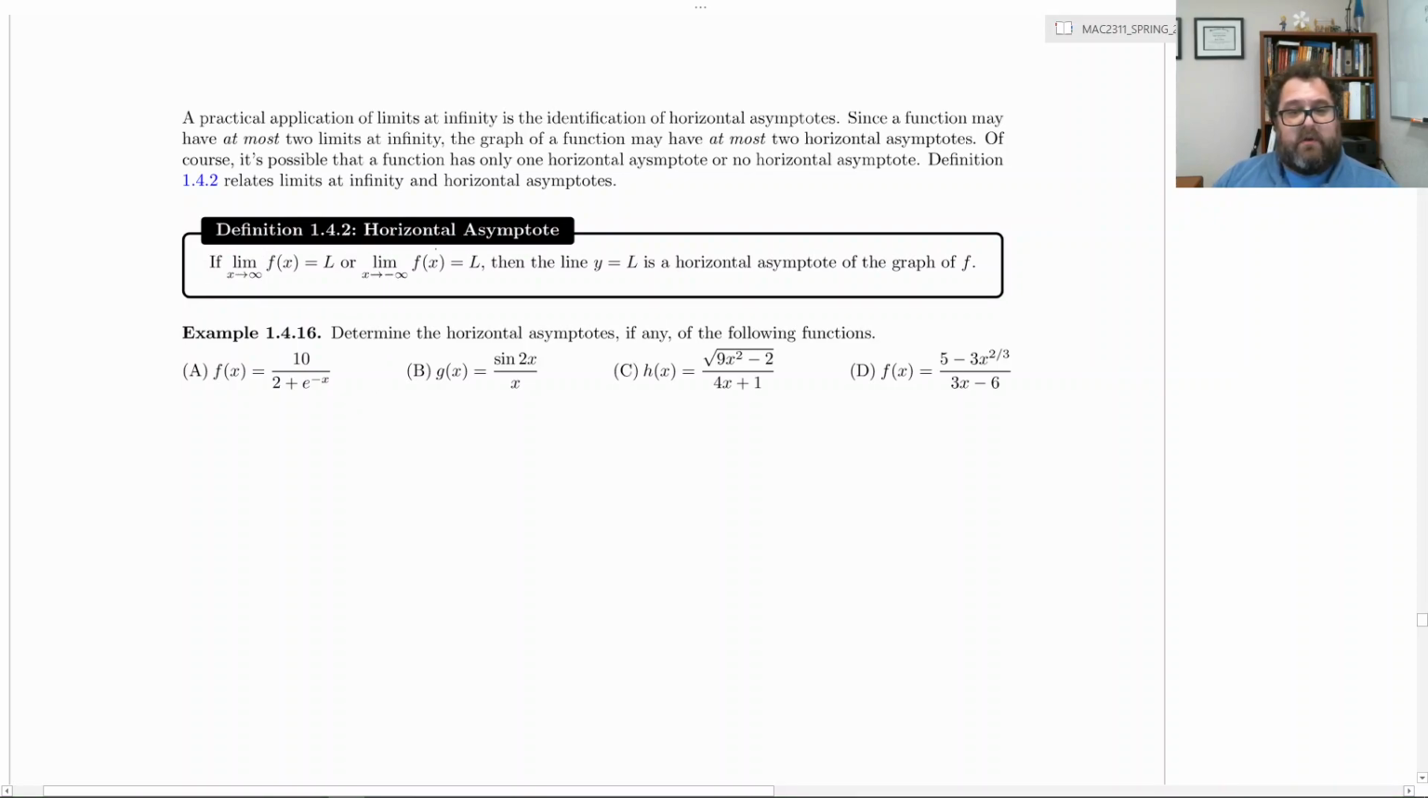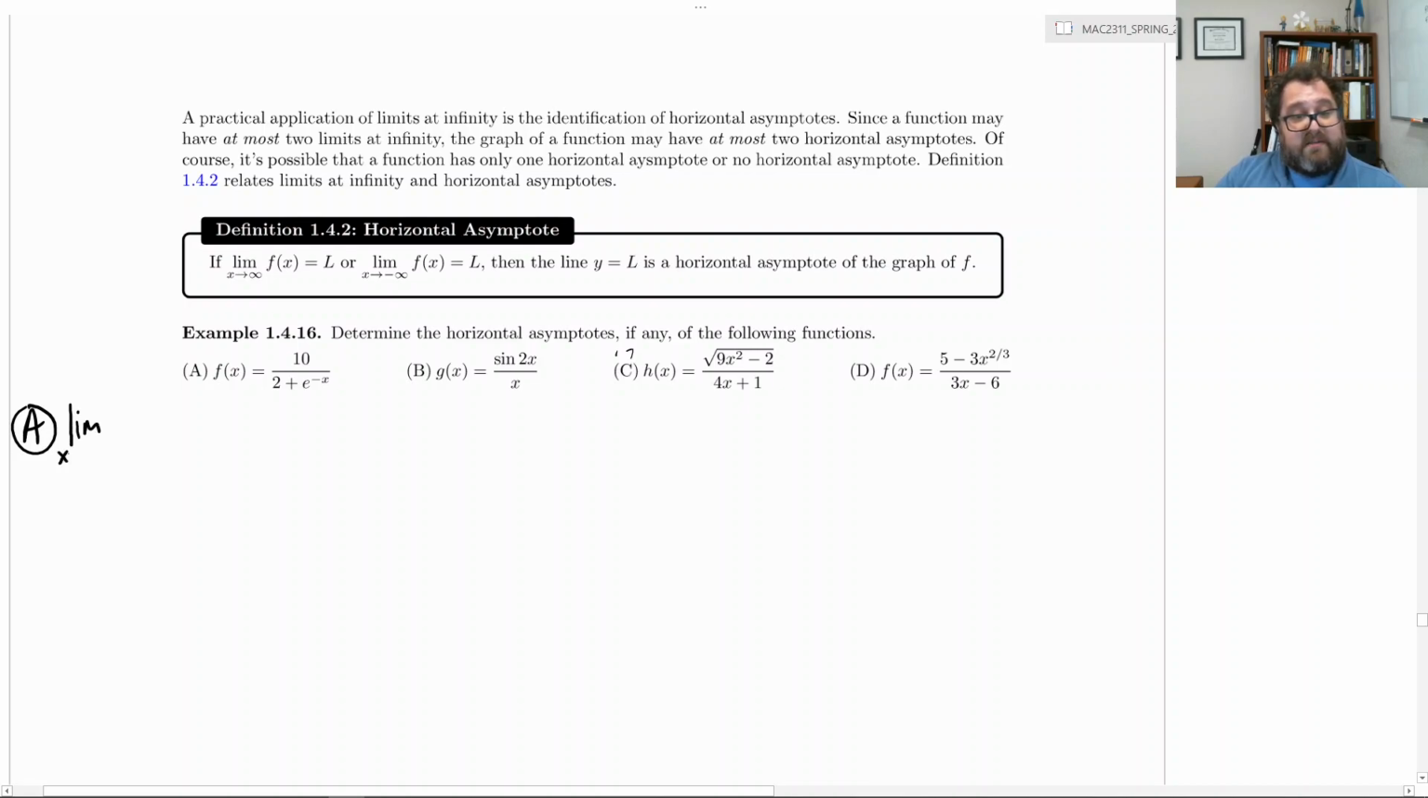The difference here is that for each of these, we want to consider both limits because we want to identify the horizontal asymptotes. Since there are 2 possible ways you can find a horizontal asymptote, we have to consider the limit as x goes to infinity, and the limit as x goes to negative infinity. So we could get the same answer, or we could get different answers, or we could get D and E in both cases. So we'll have to see. Let's take a look.